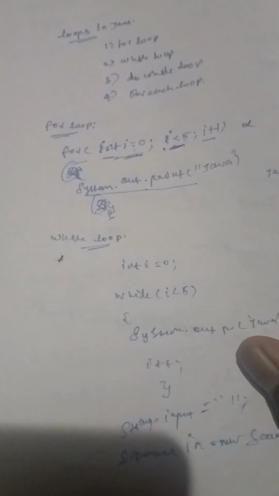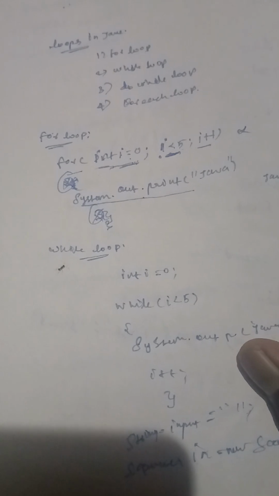Next, let's see about while loops. The while loop is the same as the for loop, but the syntax is different. We initialize a variable outside the loop, while is the keyword for the while loop, and then we check the condition. If the condition is true, just print the value, Java. So print Java.